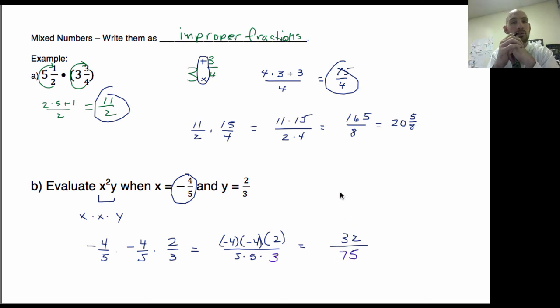Okay? That's all there is to it, guys. Multiplying fractions. Multiply the tops, multiply the bottoms. Cancel out any common factors if you can.